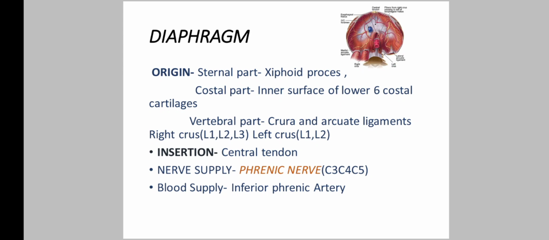It's by the phrenic nerve. What is the root value of the phrenic nerve? It is C3, C4 and C5. What is the blood supply of the diaphragm? It is from the inferior phrenic artery. The inferior phrenic artery is a branch of the abdominal aorta. It is the first paired branch of the abdominal aorta.